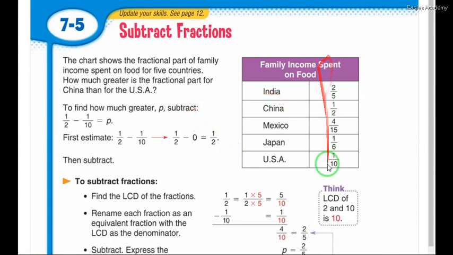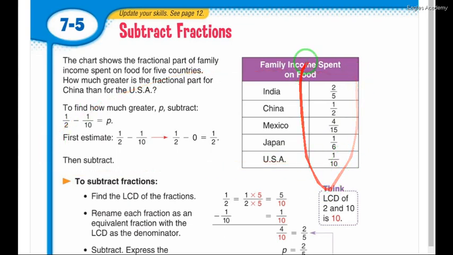So here we have a chart. This chart shows the fractional part of family income spent on food for 5 countries. How much greater is the fractional part for China than for USA? So here we have for India, they spend 2/5 of the monthly income on food, and here we have the USA, 1 out of 10.